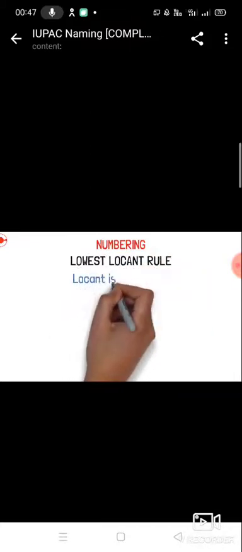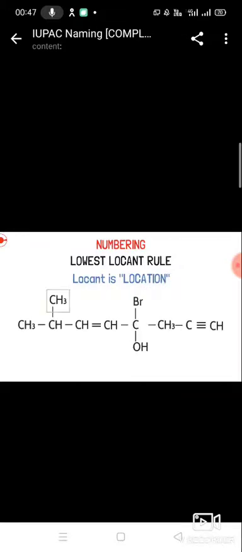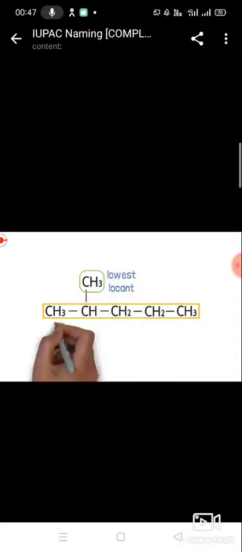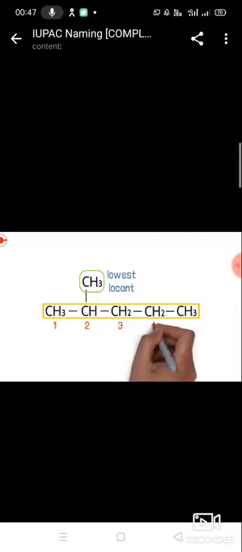So when you are giving the number, the lowest locant rule you should follow. Locant means location. So a functional group, triple bond or double bond, and substituents are present in a certain compound. What type of rule do you have to follow? You have to give the functional group position first. Look at this. Here there is no functional group, only a substituent is there. So the substituent should get the lowest locant number.